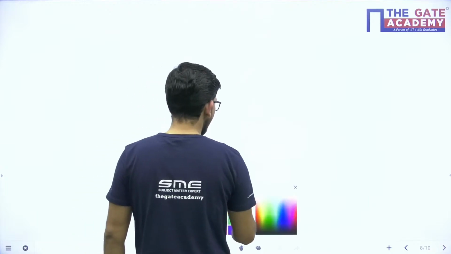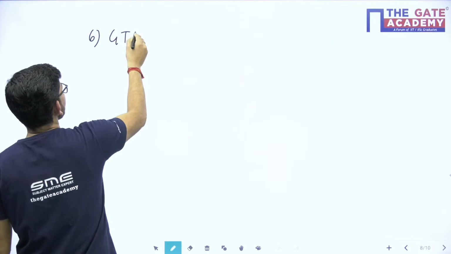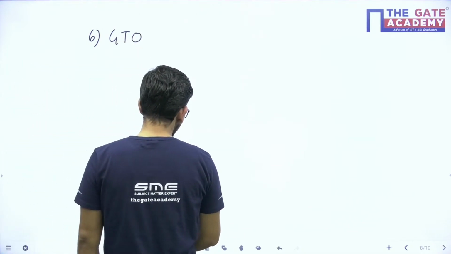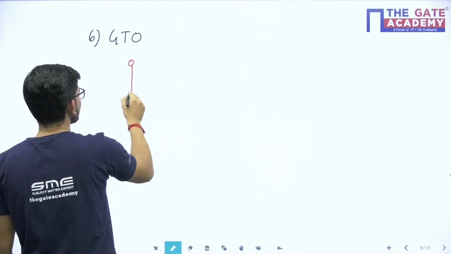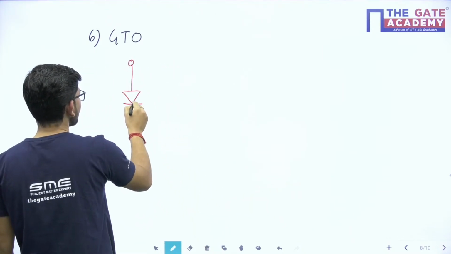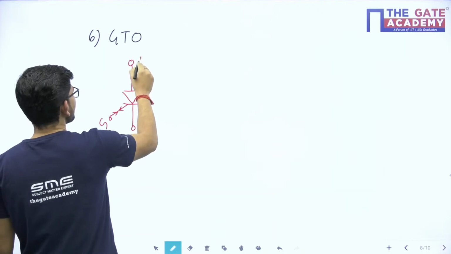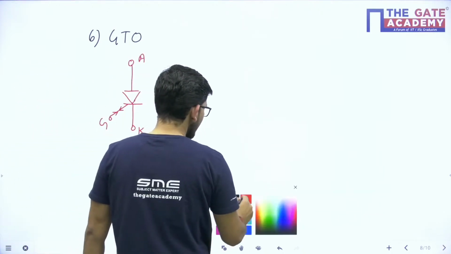After SCR we have GTO, gate turn off thyristor. So in case of GTO, what will be the circuit symbol of GTO? Quite similar to what we have in SCR, but the difference is it can be turned on and turned off with the application of gate pulse, which was not the case in SCR.